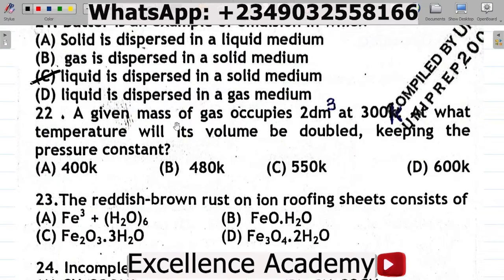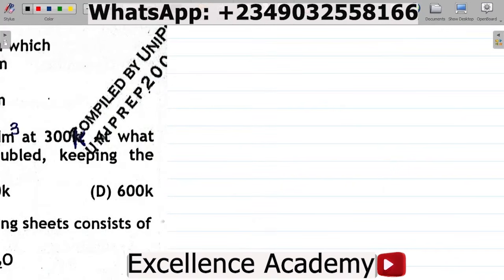22, a given mass of gas occupies 2 dm cube at 300 Kelvin. At what temperature will its volume be doubled, keeping the pressure constant? Now, to solve this question here, they said keeping the pressure constant. Now, for constant pressure, what we use is Charles' law. So let's recall something. This is 22.